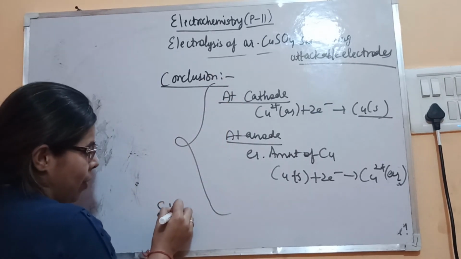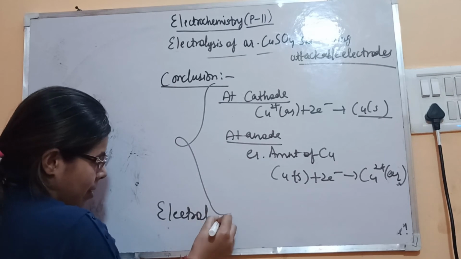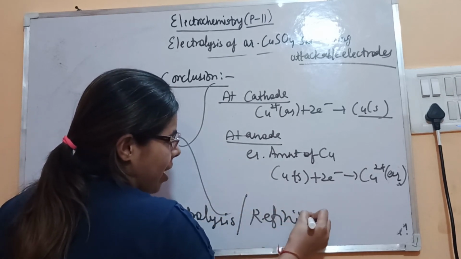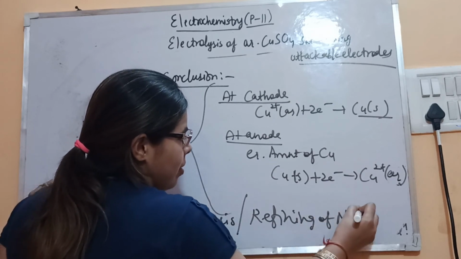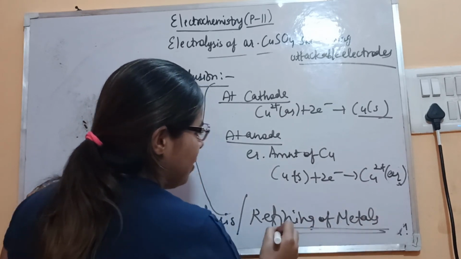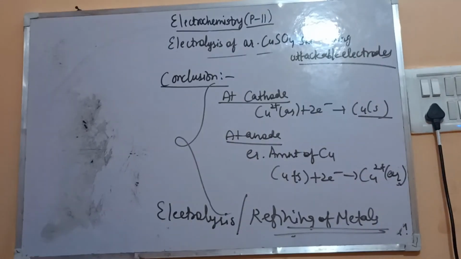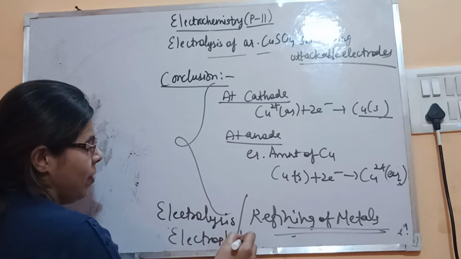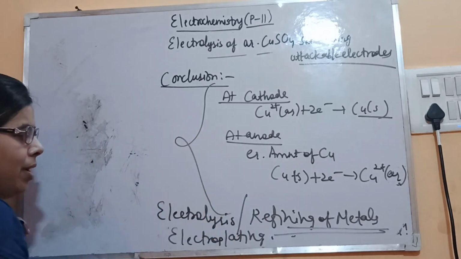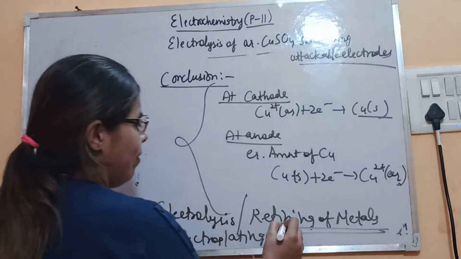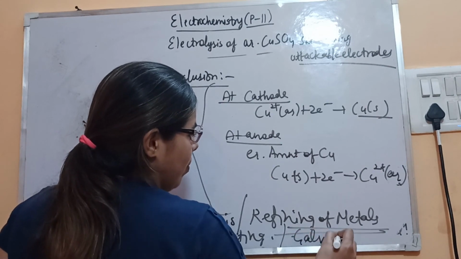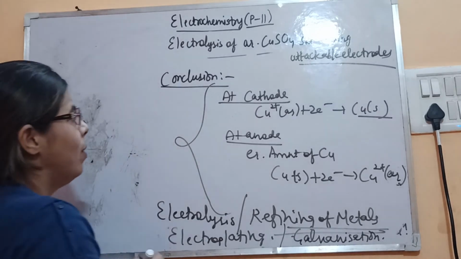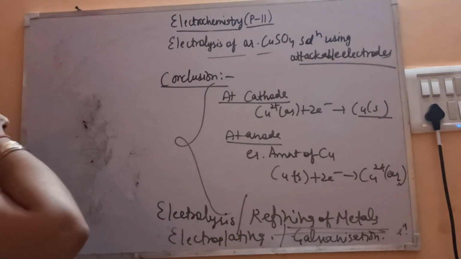It is used in the electrolytic refining of metals. You have studied refining of metals in 10th standard. With the help of these processes, things like electroplating get done. All of you know what electroplating is, and the galvanization process. All these are applications of electrolysis. So this is all about the products of electrolysis.